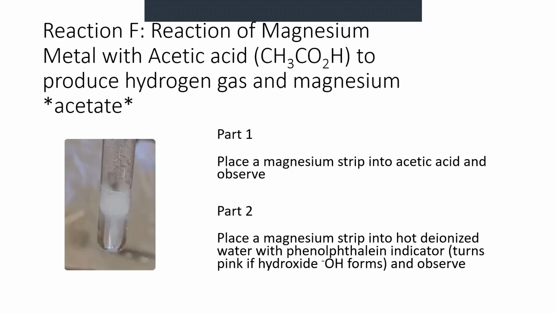So to do this, we're going to place a magnesium strip into a solution of acetic acid and observe what happens. For part 2, we're going to place the magnesium strip into water, which we're going to heat with the alcohol burner. And we're going to add a drop or 2 of phenolphthalein indicator, which turns pink if hydroxide forms. So note what happens and whether or not any hydroxide forms in that reaction.